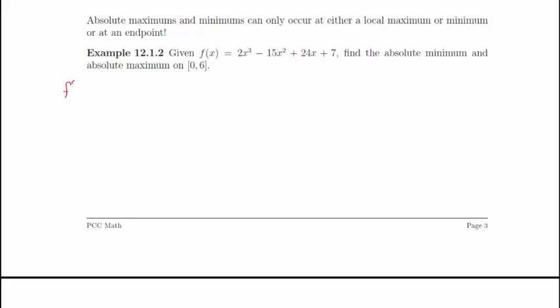So I'm going to get the derivative. I get 6x squared minus 30x plus 24. I'm going to set this equal to 0, and I'm going to divide by 6. x squared minus 5x plus 4 equals 0. Factor this as x minus 4, x minus 1. So x equals 4 or x equals 1 are both critical numbers for the function.